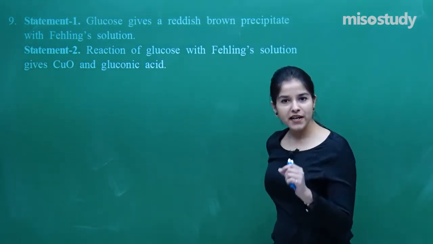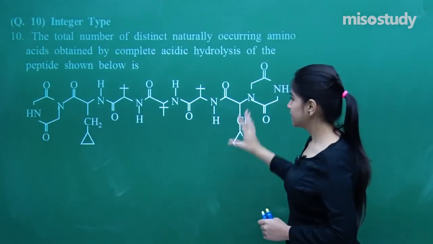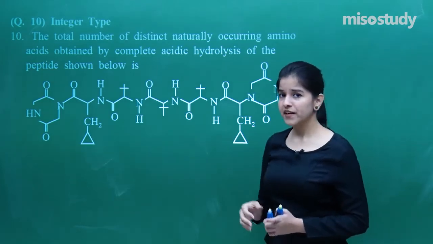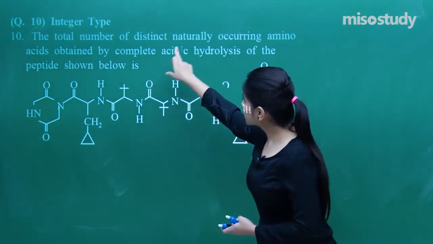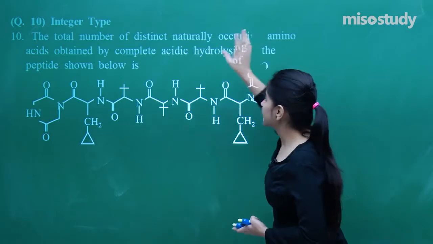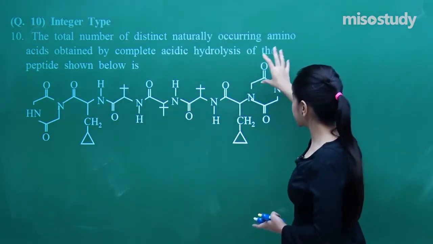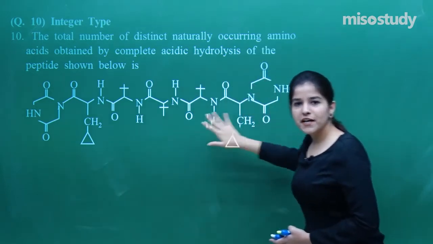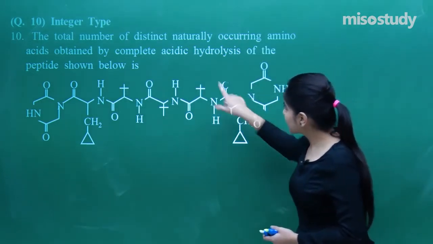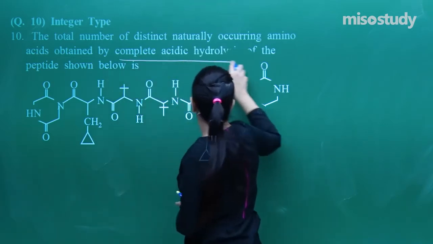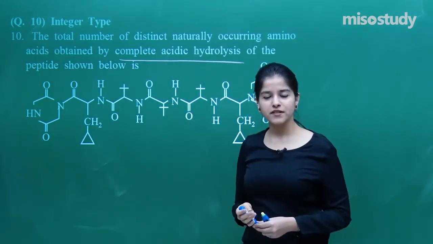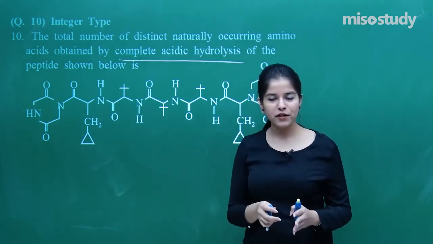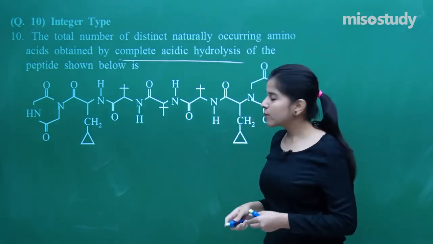Let's move on to the very last question. It's the integer type and it looks pretty difficult. Let us just find out. The total number of distinct naturally occurring amino acids obtained by the complete acidic hydrolysis of the peptide. So this is the peptide which is shown, and I need to perform complete acid hydrolysis. That means I need to break it down into the basic amino acids, the monomers. So how will I break it down?